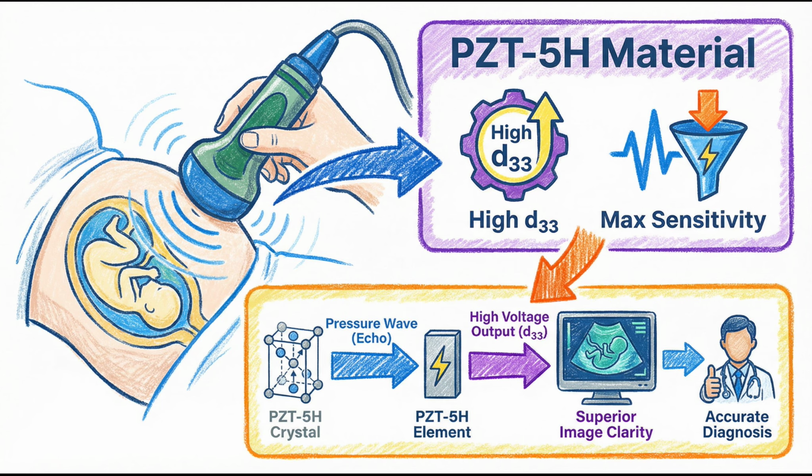In medical imaging, the goal is the opposite. Faint echoes return from body tissue. A soft PZT like PZT-WH, with its massive d33, acts like a supersensitive microphone, ensuring a clear diagnostic image.